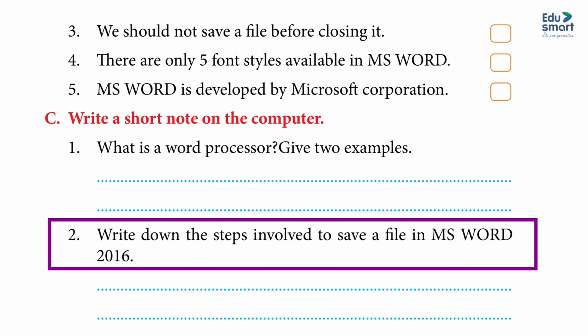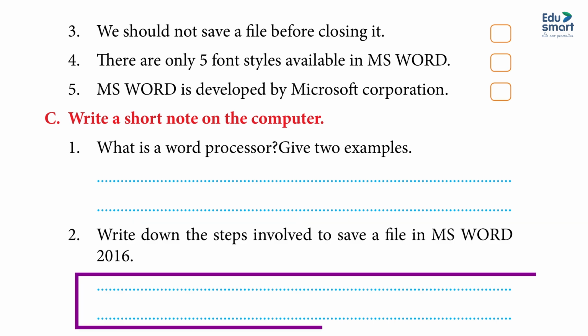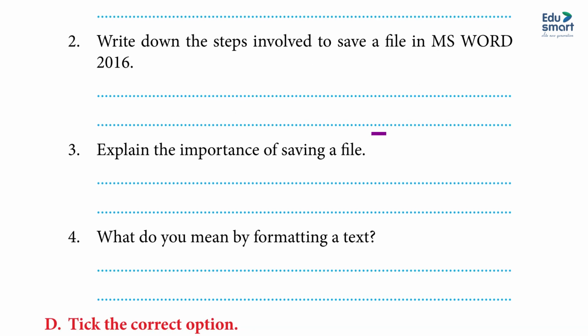2. Write down the steps involved to save a file in MS Word 2016. Answer: Step 1. Click on the file options available on the left top corner of the screen. Step 2. Select the save option from the available options. Step 3. A box will appear in which you can type the file name. Step 4. Type the file name and click on the save option.